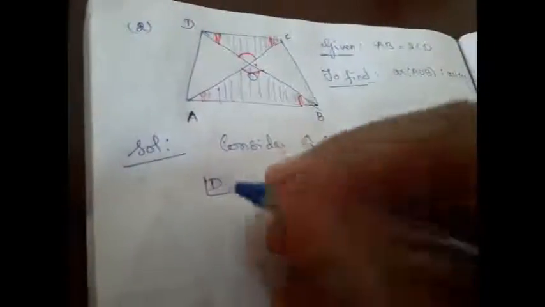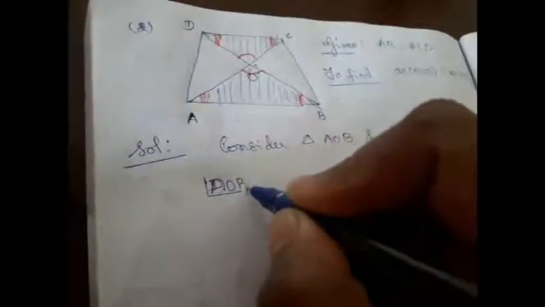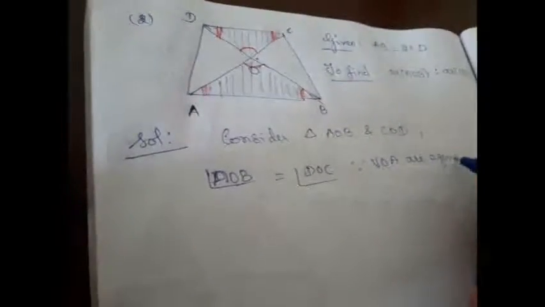Right? How will you write this? Angle AOB is equal to angle DOC, since vertically opposite angles are equal. Then this angle, how will you write? Angle OAB is equal to angle DCO, since alternate angles are equal.